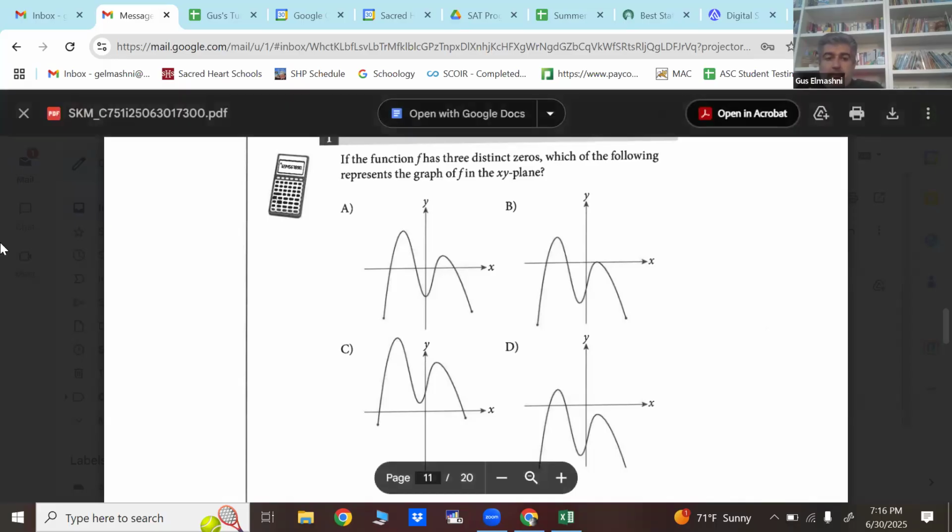Because it crosses the x-axis 3 times. See, A crosses 4 times. C only crosses twice. D crosses twice.